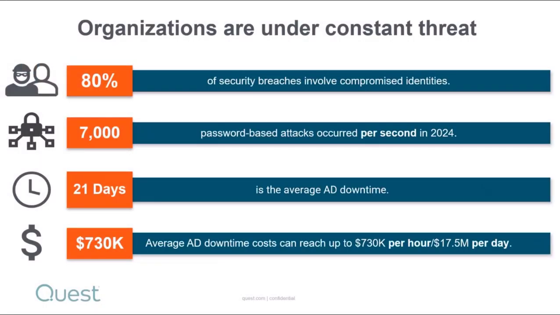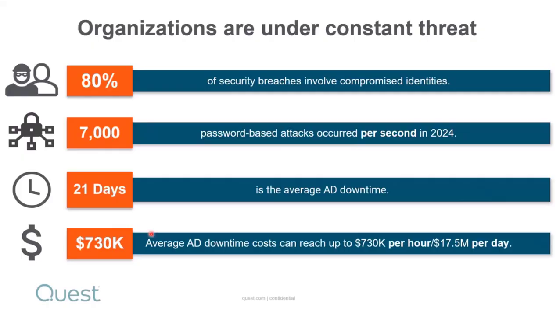Before we do that, just some quick statistics of the current threat landscape today. First, 80% of security breaches involve compromised identities, and most of those involve stolen credentials in some way, shape, or form. The second one on here is also interesting. 7,000 password-based attacks per second in 2024, using many different techniques. So that really tells us that identity is still the path that attackers are using to get to your critical assets.